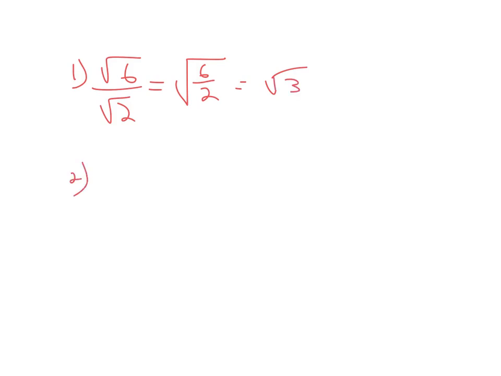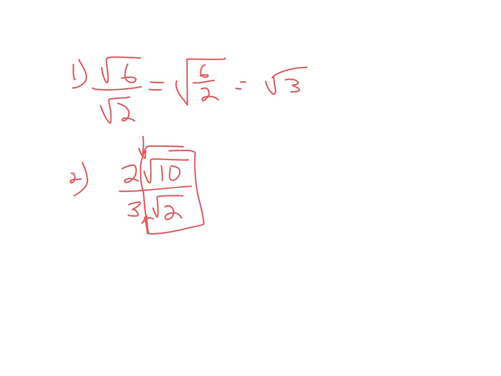And then a little more complicated is if we have numbers in front of our radical signs. So 2 root 10 over 3 root 2. Notice there's no addition or subtraction here. That's very important. If they're just all being multiplied together, that means we can simplify just this part. And so root 10 over root 2 is root 5. So this would be 2 root 5 over 3.